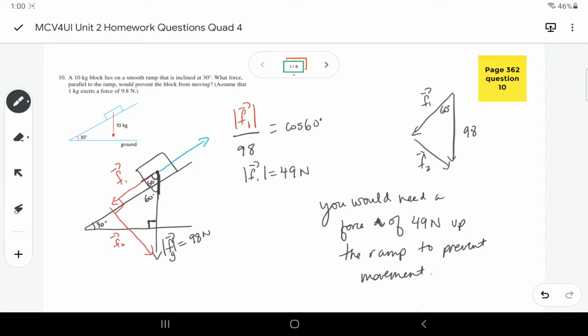It also could be maybe there's a rope tied to the block, like holding it up. Maybe there's a tension force in a rope. So whatever it was, there would be some kind of force, that blue arrow going up the ramp, that would counterbalance and be an equilibrium to the force of gravity that's working parallel to the ramp. Okay.